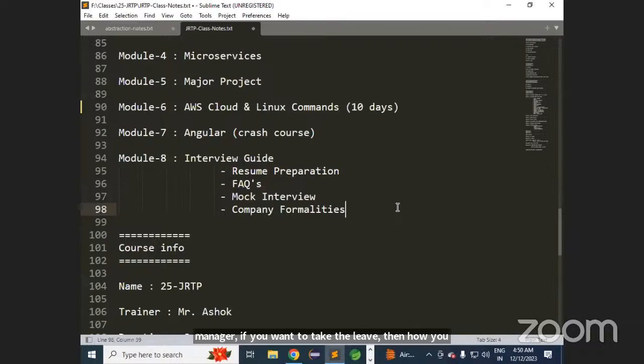If your work is not completed on time, how do you justify that you are taking more time than expected? How will you interact with your manager in that scenario? How do we convince our seniors in the company? That is what we are going to learn as part of this interview guide.